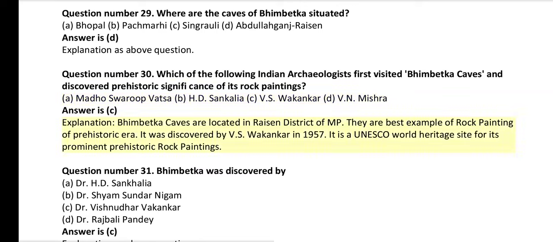Explanation. Bhimbetka caves are located in Raisen district of MP. They are best example of rock painting of prehistoric era. It was discovered by V. S. Wakankar in 1957. It is a UNESCO World Heritage Site for its prominent prehistoric rock paintings.